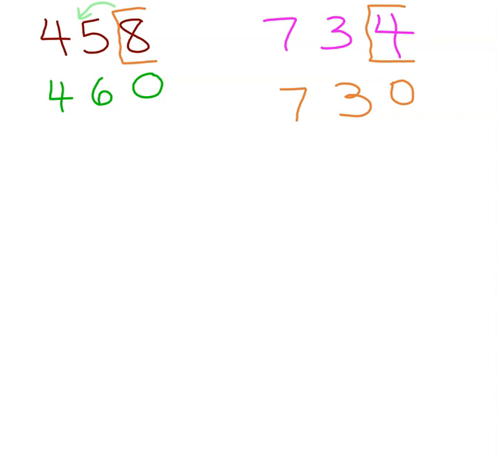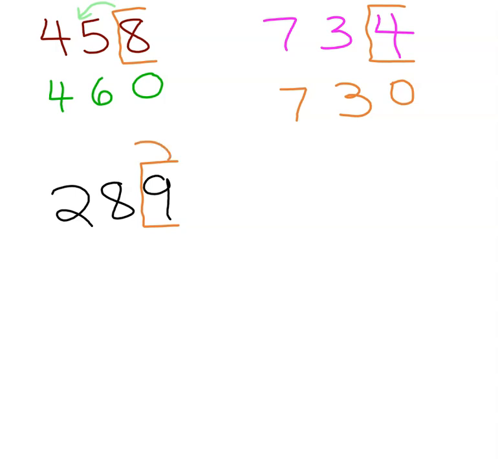What about 289? Okay, we start off again. We put this line around 9. We can see here that this is 5 or more, which is greater than 4. So what that means is we're going to round up.